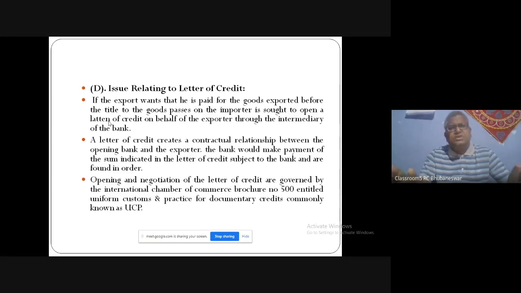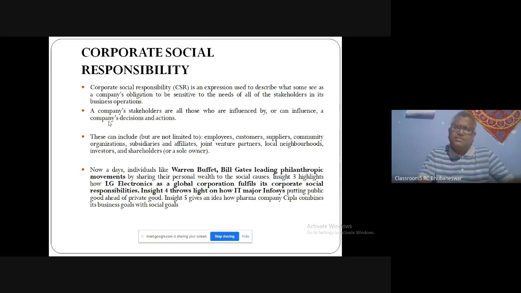Another one is issues relating to letter of credit. I will discuss it in later classes in IBO-4. What is a letter of credit? At the time of exporting goods or services, a letter is attached to the contractual agreement between the bank and the exporter, through which the payment can be made. Those types of issues are called issues relating to letter of credit. It is just like a documentary evidence.